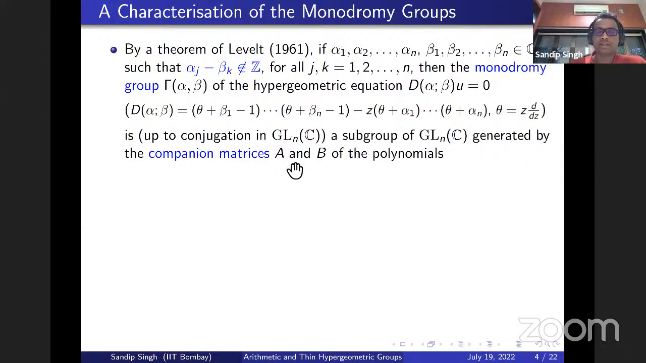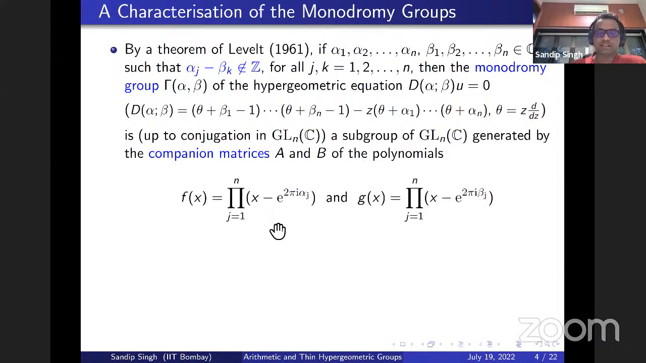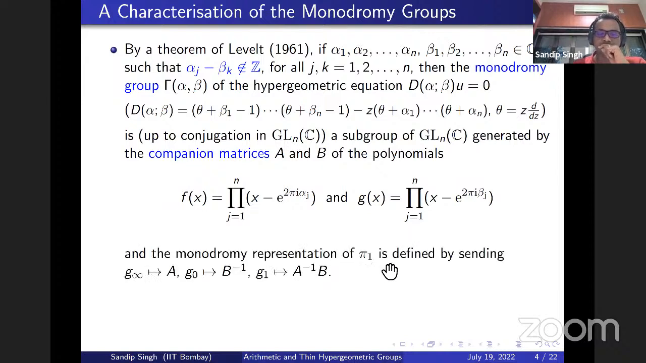a subgroup of GL_n(C) generated by the companion matrices A and B of the polynomials f(x) and g(x). The roots of the polynomial f are e^(2πi αj), and the roots of g are e^(2πi βj), where αj and βj define the differential operator D_{α,β}. Conjugation means there exists a basis of the solution space with respect to which the monodromy matrices are companion matrices of these polynomials f and g. The monodromy representation of π1 is defined by sending g∞ to A, g0 to B inverse, and g1 to A inverse B.